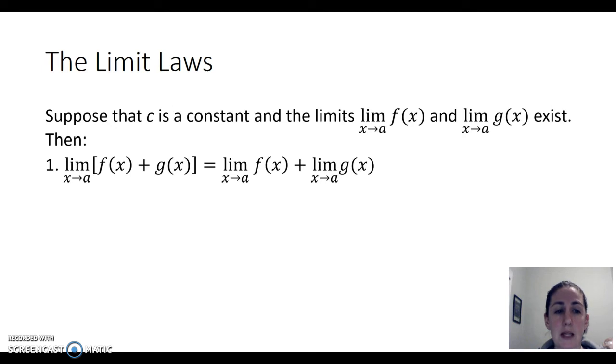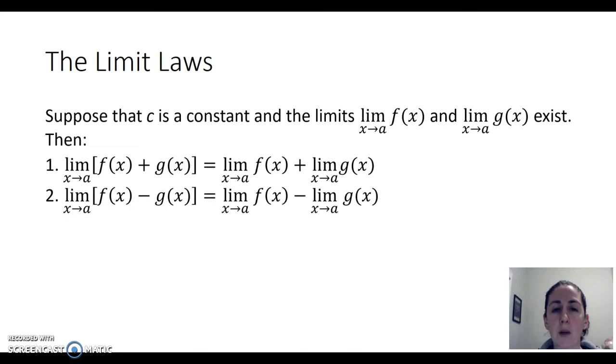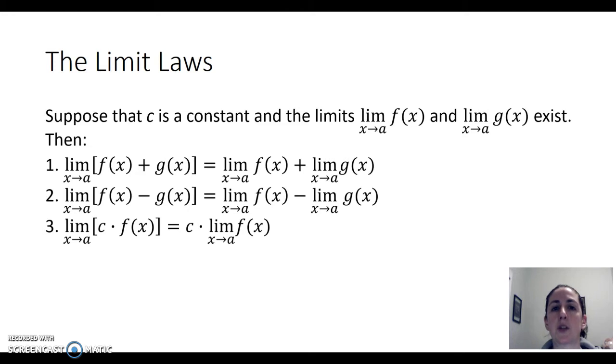Then the first one says that the limit as x approaches a of f of x plus g of x would be the limit as x approaches a of f of x plus the limit as x approaches a of g of x. The second one says if you're taking the limit of two functions being subtracted, you can take the limit of each of those functions and just subtract them. The third one says if you're taking the limit as x approaches a of a constant times a function, you can actually pull that constant out and multiply it to that limit at the end, and so carry it through.